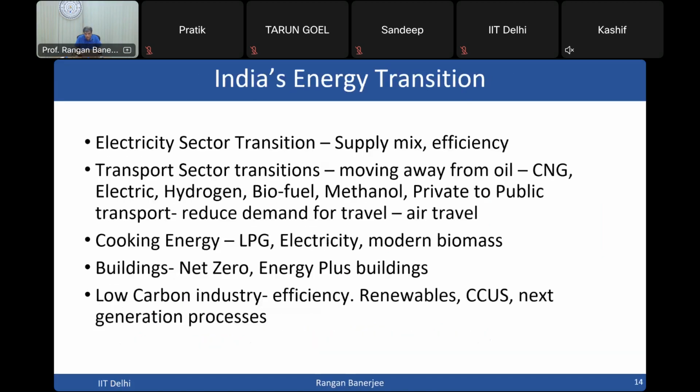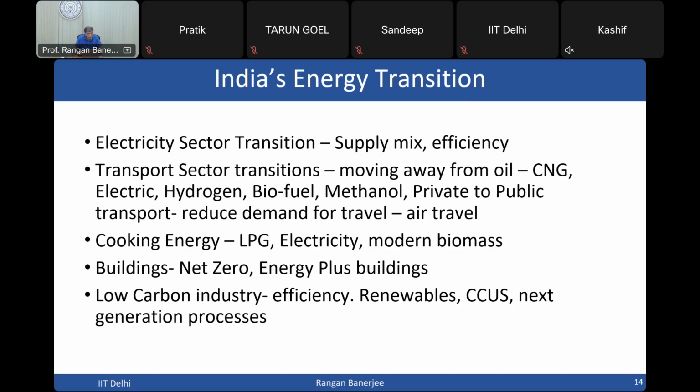In the last decade or so, we are looking at changes in the supply mix. We are focusing on efficiency. We are trying to move away from oil in the transport sector, going to electric and hydrogen, and looking at LPG for cooking energy. We may think in terms of the challenges: LPG is still going to be a fossil fuel, so we need to look at cooking beyond that. Can we do electricity? Can we do modern biomass-based systems?